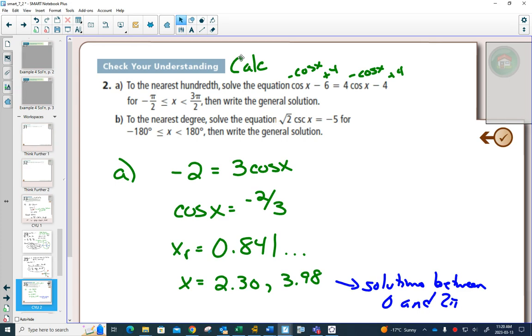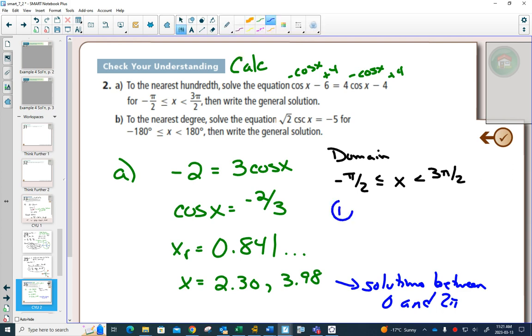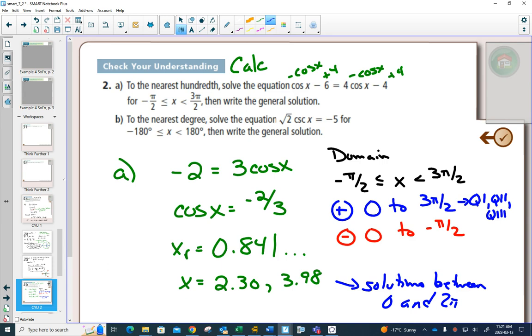I'm going to check the domain. The domain that they gave us is from negative pi over 2 less than or equal to x less than 3 pi over 2. And I like to break up this domain. Here's the positive section, from 0 to 3 pi over 2. And the negative section of that domain is from 0 to negative pi over 2. The positive one is quadrant 1, 2, and 3. The negative one is in quadrant 4.